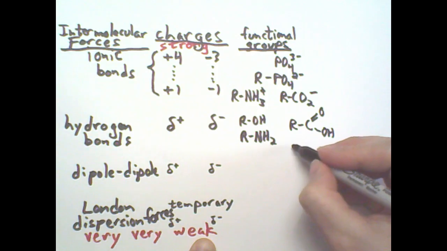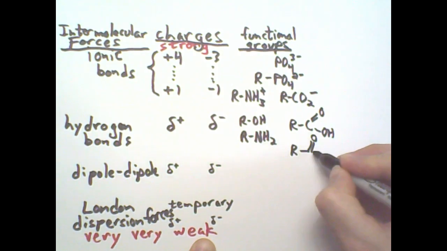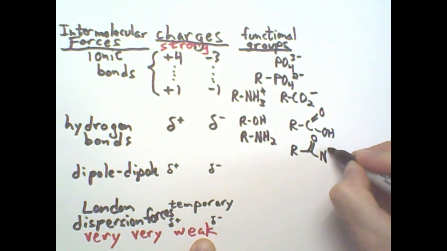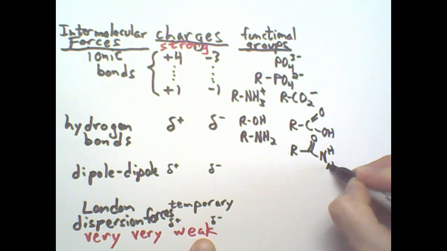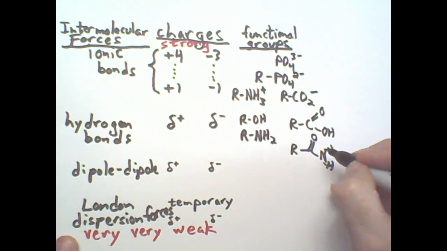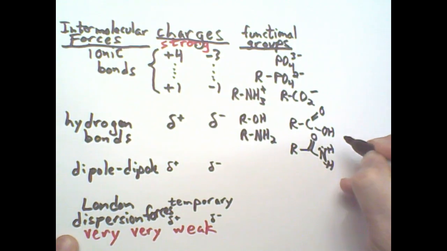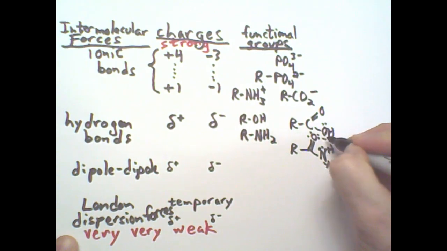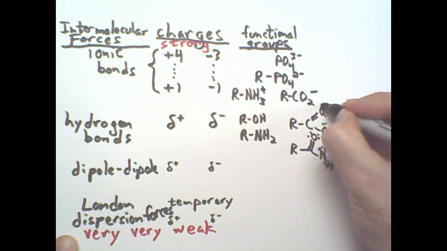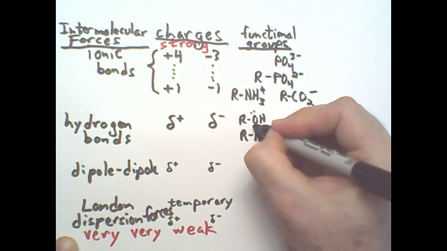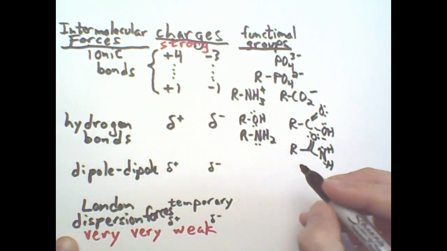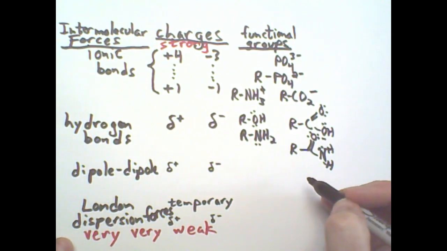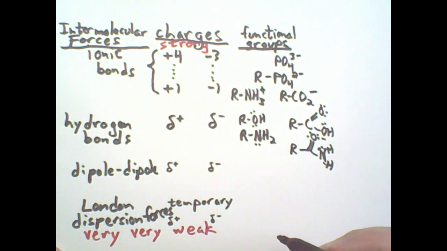We've got amides. I'll draw it skeletal with those 2 NHs. Now each of these has lone pairs of electrons. And those lone pairs of electrons can act as acceptors for the hydrogen bonds. And the H's, the NH, the OH, those are donors.